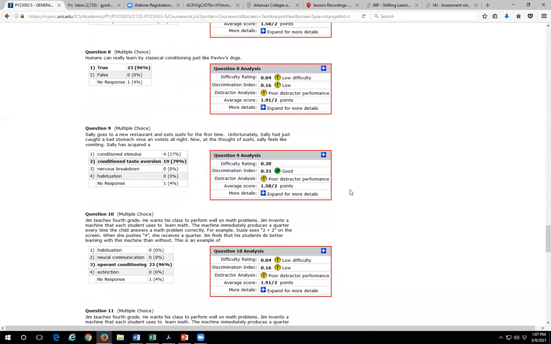Humans can really learn by classical conditioning, just like Pavlov's dogs. Well, that's true, and hopefully, even if you didn't know that already, you would have discerned that from the previous set of questions covering classical conditioning, where we have a human learning through that process.